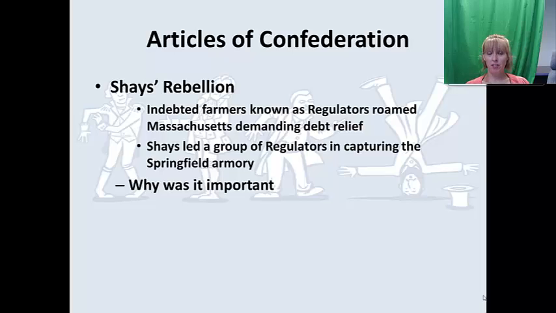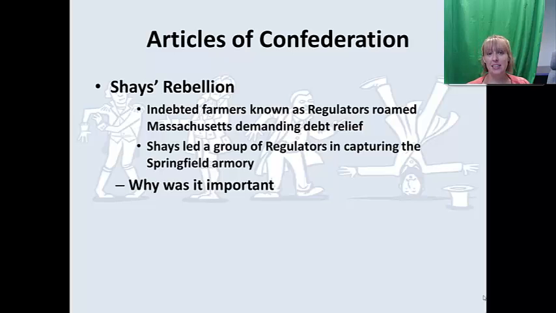So they felt that given the service that they had done to their country in the Revolution, as well as the importance of their very occupation, being farmers, and the need to feed the population, they deserved debt relief. And when the Massachusetts government didn't want to provide that, they let a man named Shays lead a group of these so-called regulators in taking over the Springfield Armory.